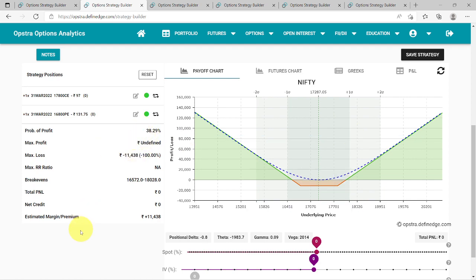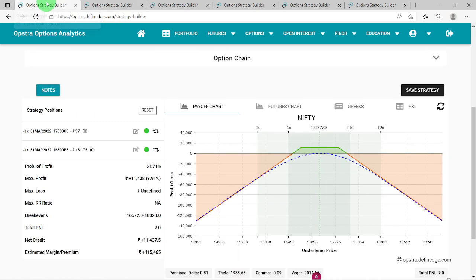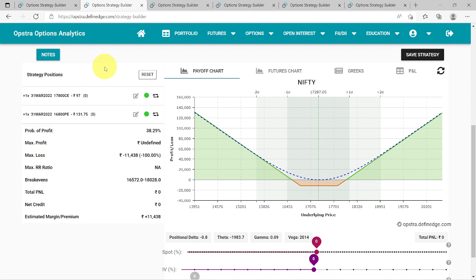And also, as I told you in the previous video, on the margin or premium side, if you have 11,000 rupees, you will be able to take the long strangle strategy. But in the case of a short strangle, you need to have more margin. You can see you need to have 1,15,000 to execute one strangle strategy, that is selling both call and put of different strike prices. But here the probability of profit is more, whereas on the buying side the probability of profit is less.